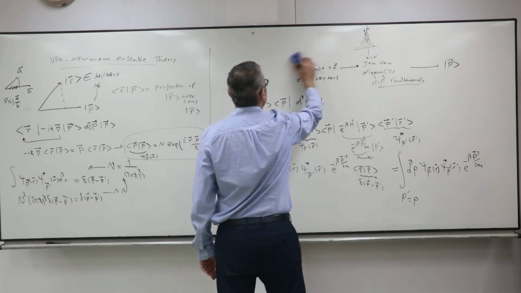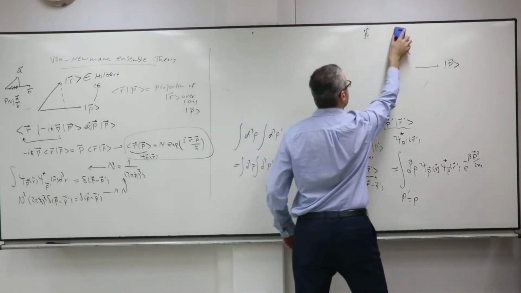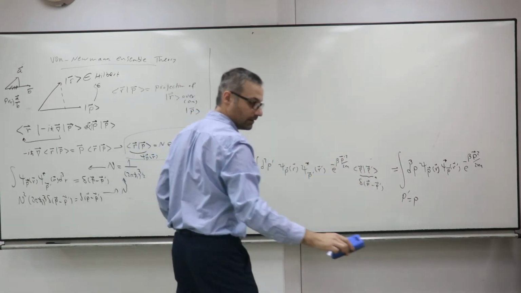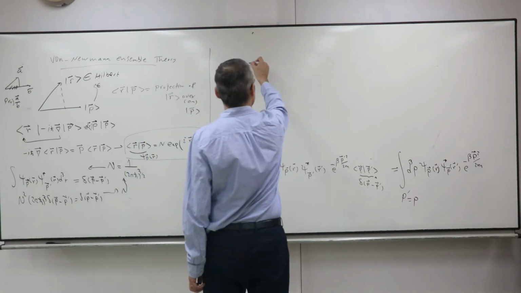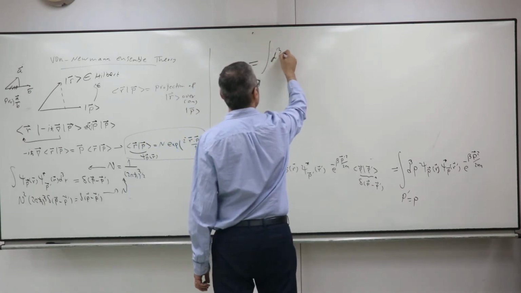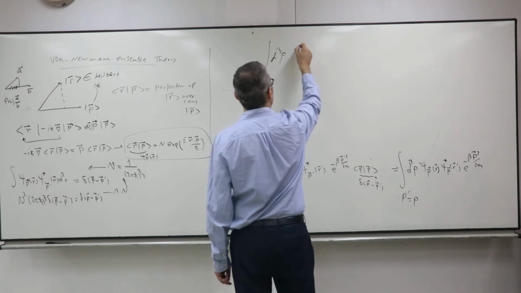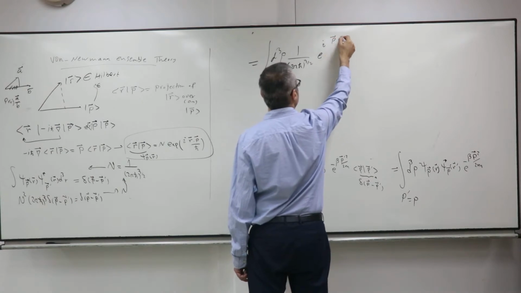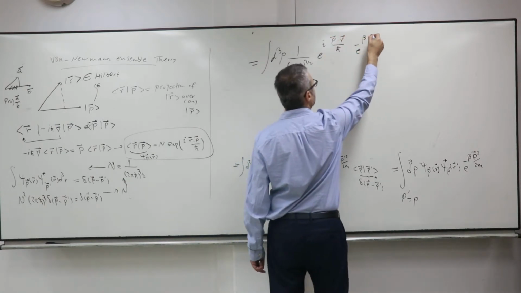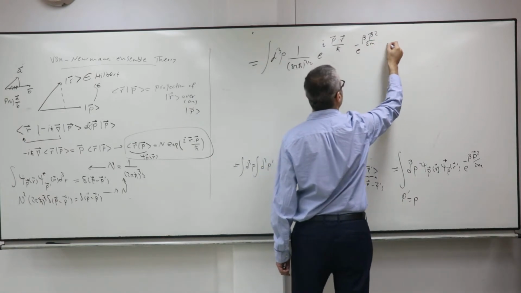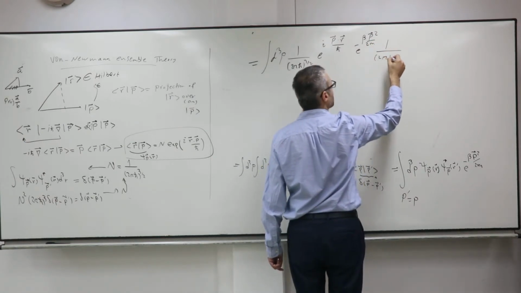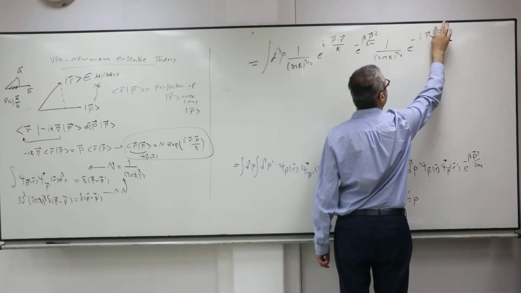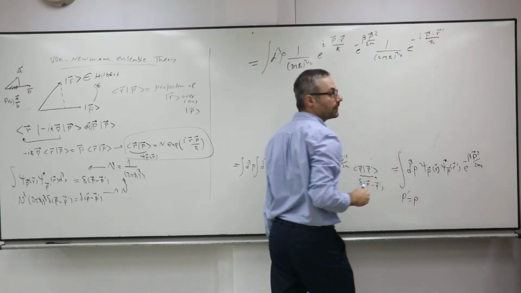So I need this. I don't remember that, but I will. So what is needed now is the integral of d cubic p psi p of r, 1 over 2 pi h bar to the power 3 over 2, e to the i p dot r over h bar, e to the minus beta p squared over 2m, 1 over 2 pi h bar to the power 3 over 2, e to the minus i p dot r prime over h bar.